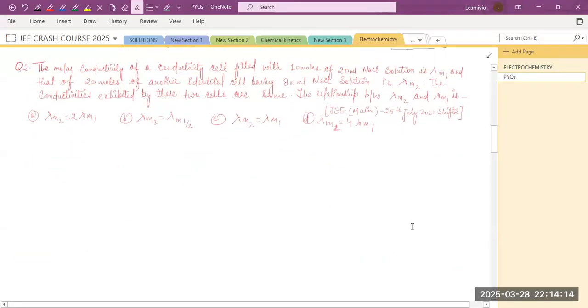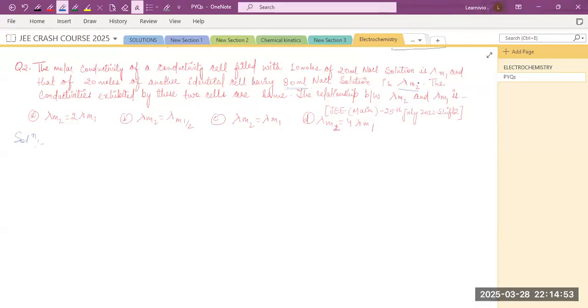Okay, let's move to the next question. So here's the next question. The molar conductivity of a conductivity cell filled with 10 moles of 20 ml NaCl solution, and that for 20 moles of another identical cell having 80 ml NaCl solution is lambda m2. So the molar conductivity of the two solutions is given, lambda m1 and lambda m2.